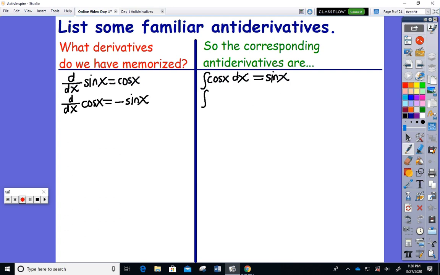But what I'll write is the antiderivative of sine x. Again, computer glitch, the screen's not writing where I want it to. The antiderivative of sine x is negative cosine x is what we'll write. And I should be saying plus c, shouldn't I?